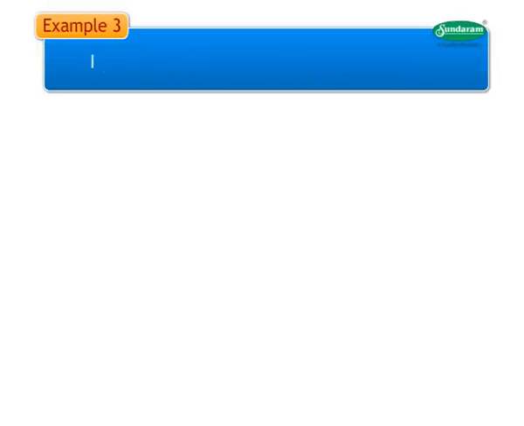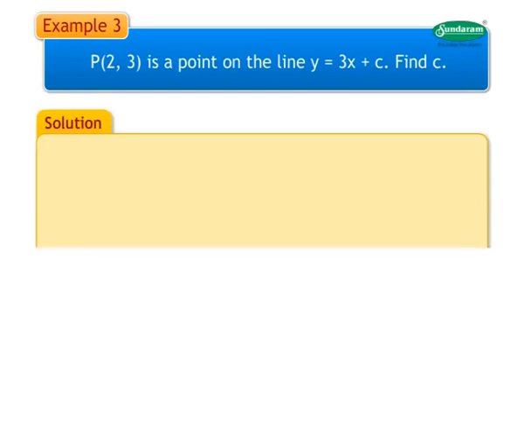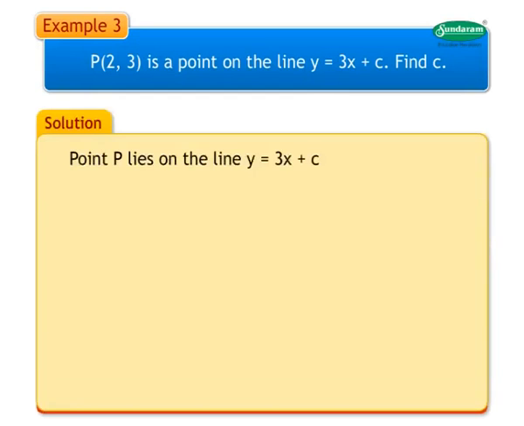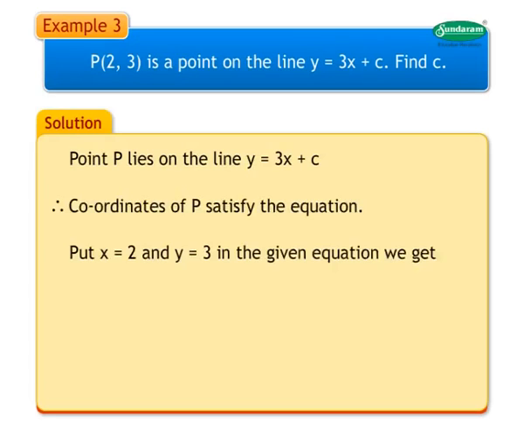Example 3. Point P with coordinates (2, 3) is a point on the line y = 3x + c. Find c. Solution. Point P lies on the line y = 3x + c. Therefore, the coordinates of P satisfy the equation. Put x = 2 and y = 3 in the given equation. We get y = 3x + c, 3 = 6 + c. c = -3.